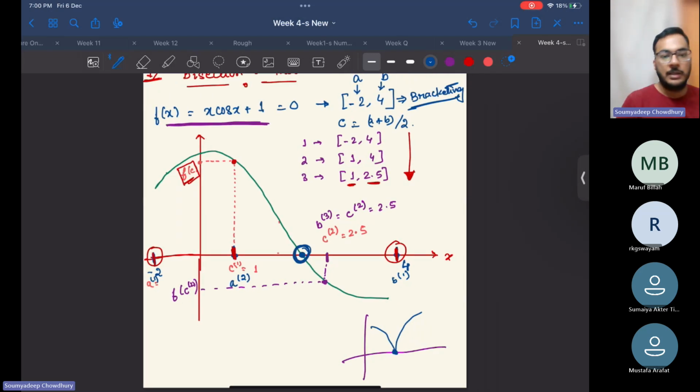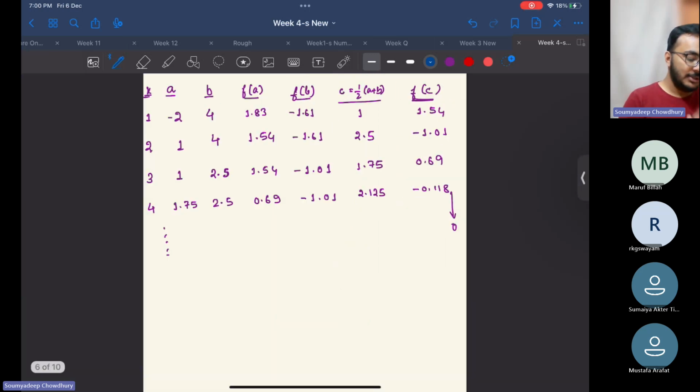So this is the logic behind choosing these different subintervals. Here I've just tabulated the values for you. So this was about the bisection method, right? Here I'll show you one iteration. First it was -2 and 4. At -2 the functional value was 1.83 and the functional value at 4 was -1.61.